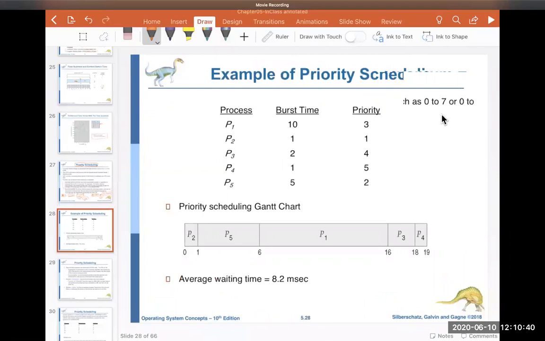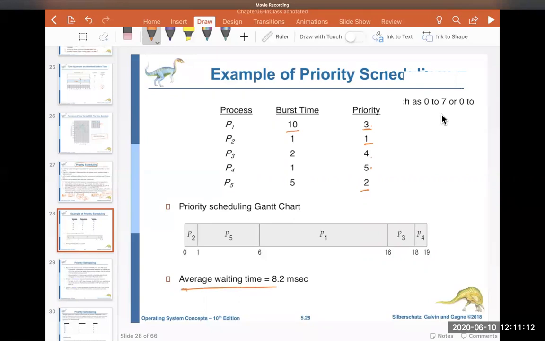So here you can see the process P1 has a CPU burst time of 10 milliseconds. Its priority is 3. P2 has the highest priority, whereas P5 has the second highest, then P1, then P3, then P4. So this is the Gantt chart, and how they would actually be executing. It would depend upon their priorities. So P2 would execute first, then P5, then P1, P3, and P4.